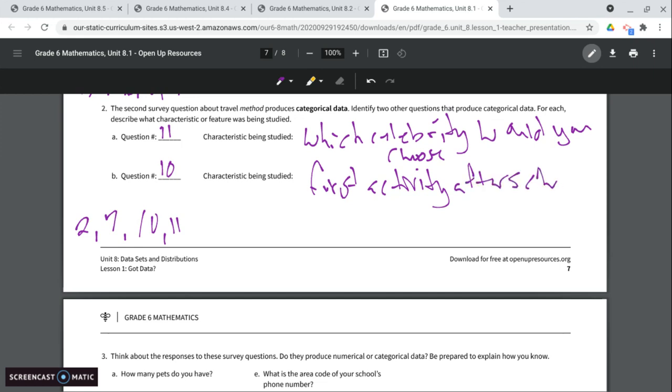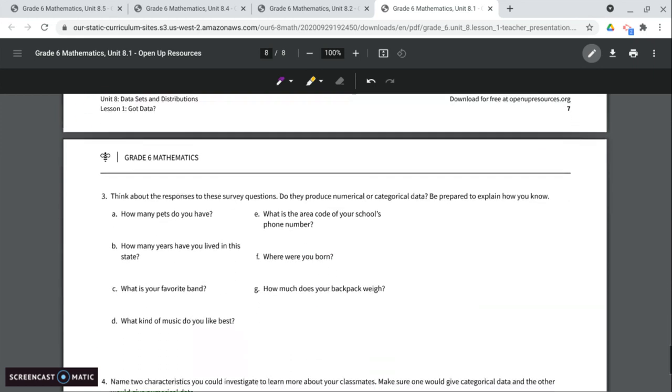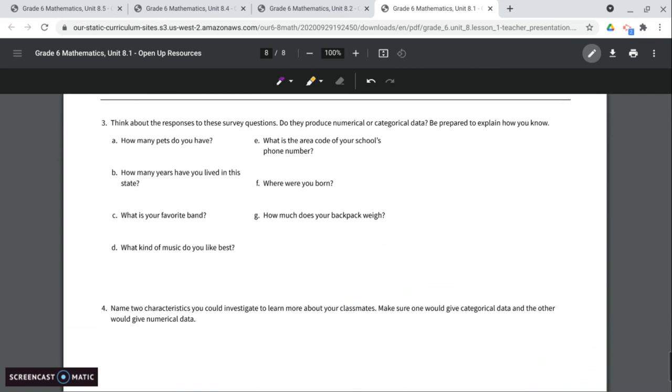All right, so for number 3, think about the responses to these survey questions. Do they produce numerical or categorical data? How many pets do you have? Is this going to be a number or a piece of information? It's going to be a number, so it's numerical. What about how many years have you lived in this state? That's a number. What is your favorite band? Nope, that's categorical. What kind of music do you like best? Categorical, it's not a number.